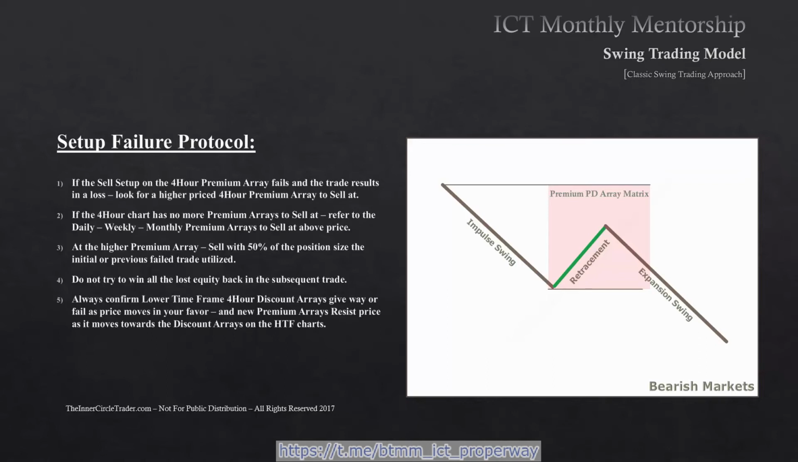Always confirm lower time frame 4-hour discount arrays give way or fail as price moves in your favor, and new premium arrays resist price as it moves towards discount arrays on the higher time frame charts. In other words, basically what this means is you want to be looking for bullish order blocks or down candles to be broken. Every support level broken. You want to see new resistance levels found at old up candles. And as long as you keep seeing that, you're seeing institutional sponsorship on your side, and that's a great condition to be in when you're short.